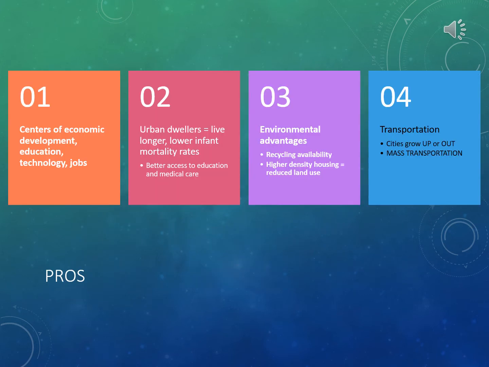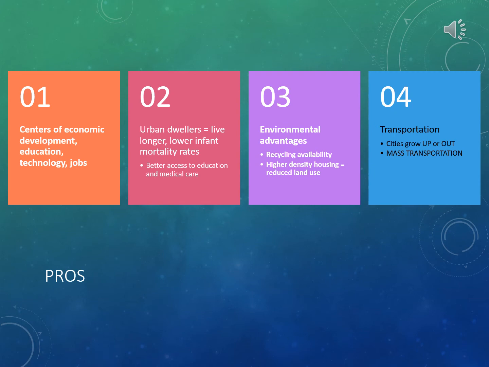What are the pros of urbanization? Urban areas are centers of economic development, education, technology, and jobs. They provide a large amount of opportunities for individuals. We also have studies that show that urban dwellers live longer and have lower infant mortality rates, largely because they have access to better education and better health care.